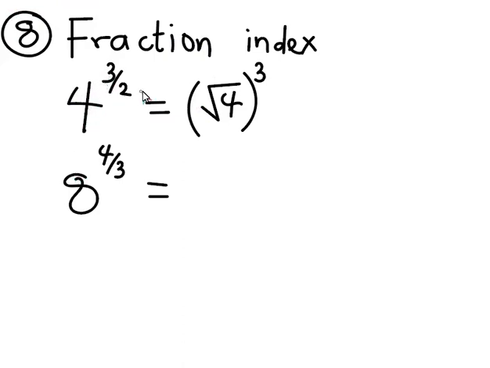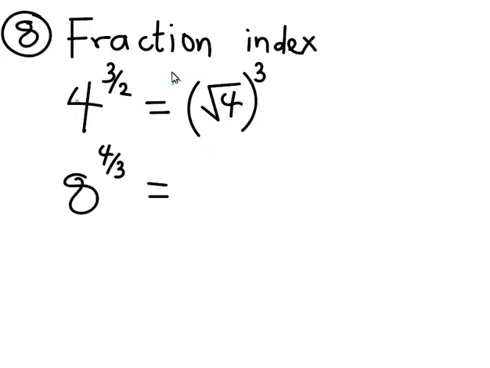The last but not the least is the fraction index, where you can see a base raised to an index which is a fraction, not necessarily 1 over 2 or 1 over 3 as we saw in other cases, but this time around you have 4 raised to the power of 3 over 2. So we have our 4 as the base, then the square root sign because of the 2 which is the denominator in the power, and then everything is raised to the power of 3.